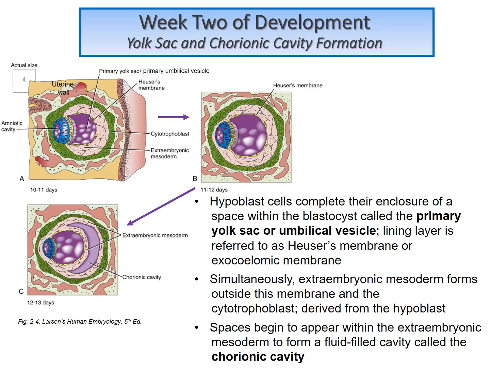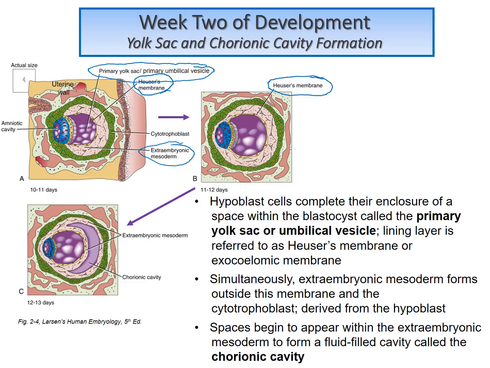By days 10 or 11, migrating hypoblast cells complete their enclosure of a space within the blastocyst called the primary yolk sac or primary umbilical vesicle. This layer of lining cells is referred to as Heuser's membrane or the exocoelomic membrane. At the same time, mesoderm outside this membrane, known as extraembryonic mesoderm, fills the remainder of the blastocyst cavity between Heuser's membrane and the cytotrophoblast. This extraembryonic mesoderm represents a loose network of cells and is derived from the hypoblast.